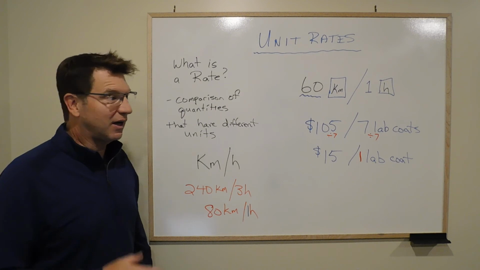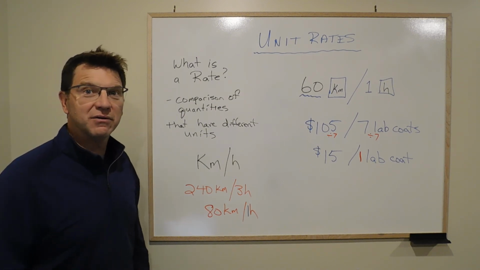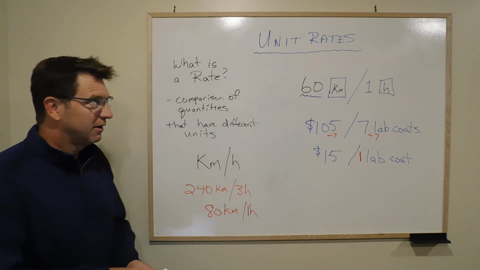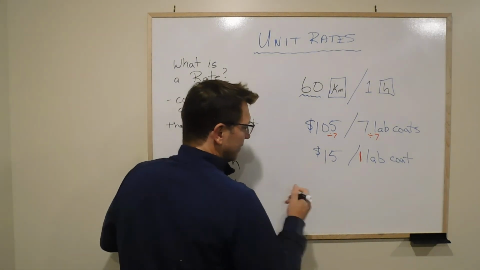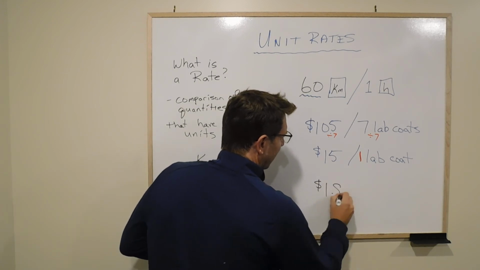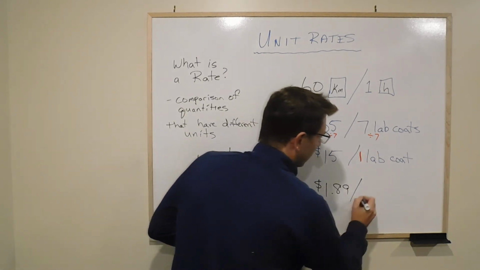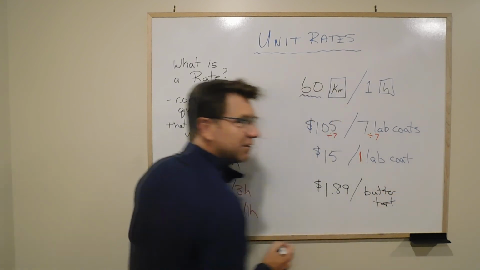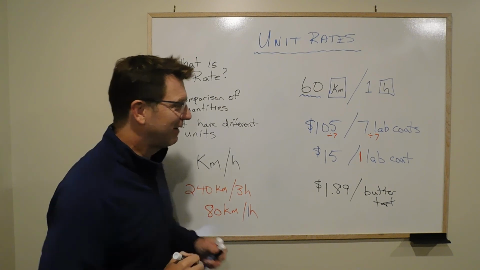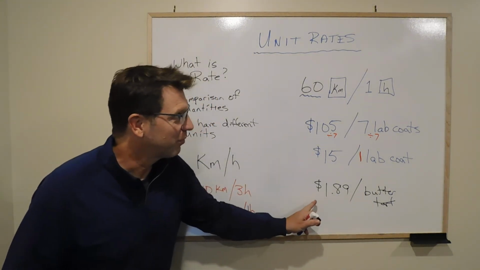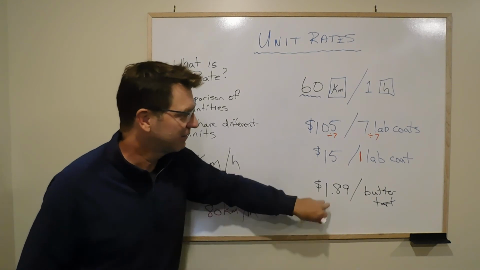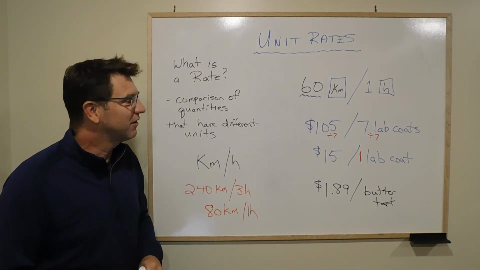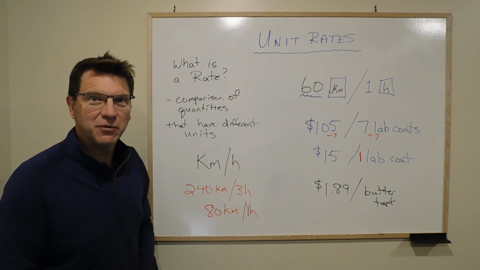Now, in rates, you can have decimal places. It's not like ratios. What's a good one? Oh, here's a good one. You might have $1.89 per butter tart. I like butter tarts, so that's why I picked them, right? So it's per one butter tart, you have the price. That is a unit rate, right? $1.89. There is a decimal place, and that's totally fine. You see that very commonly in the grocery store. Okay? Unit rates.